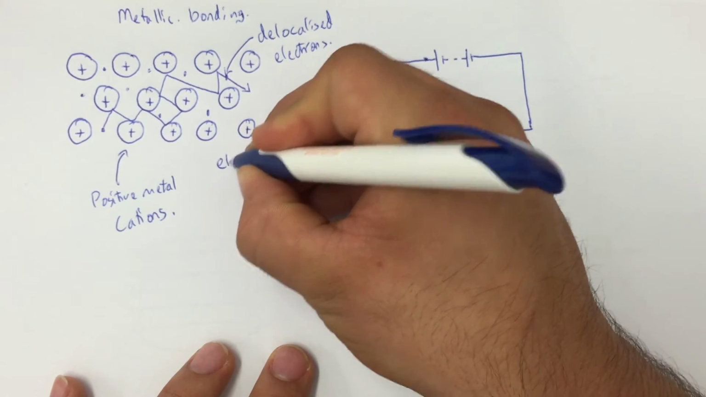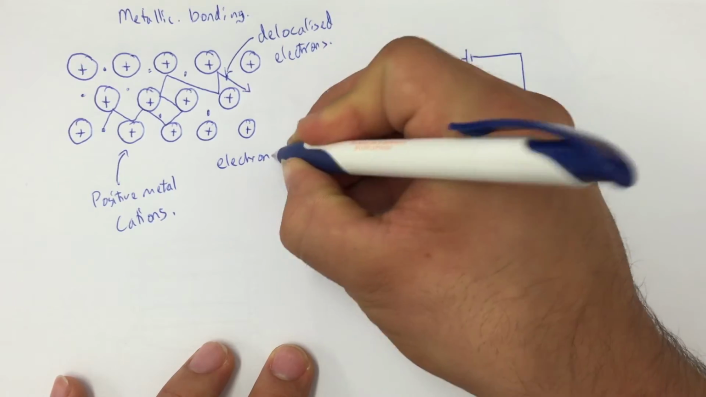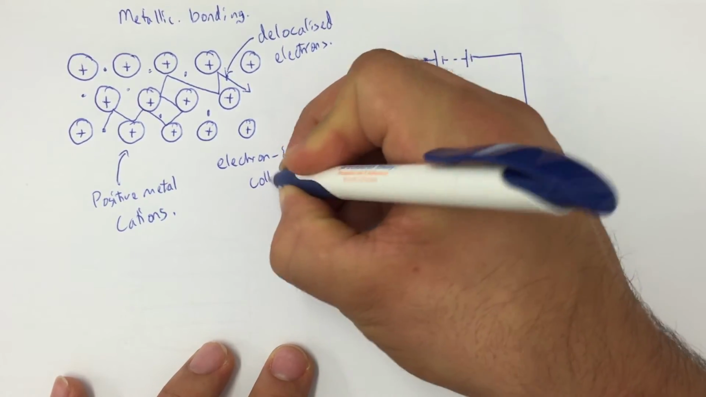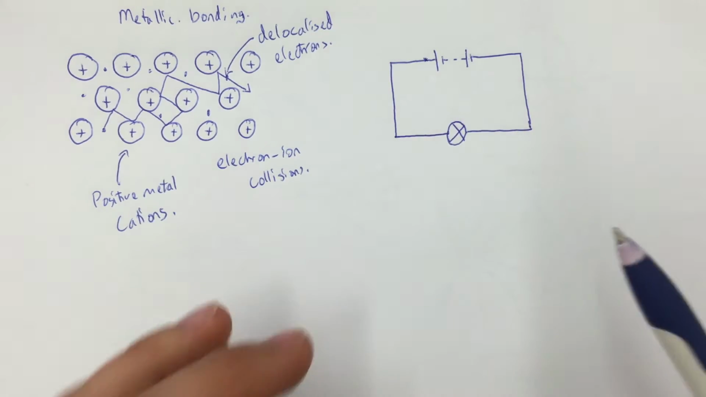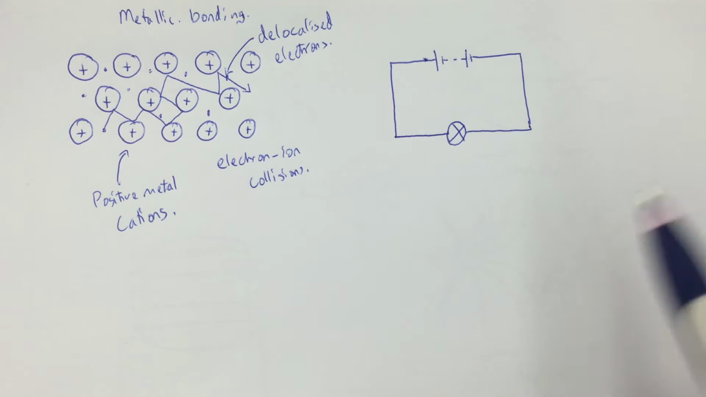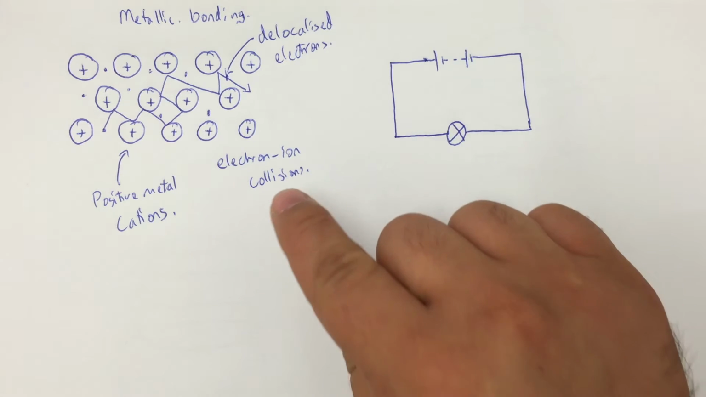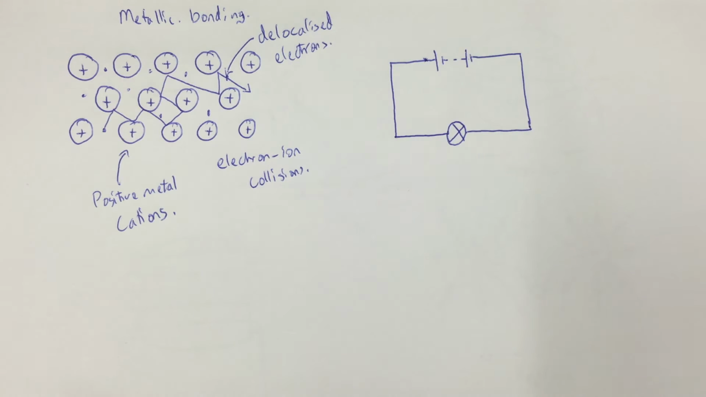So we have what we call electron-ion collisions. And understanding electron-ion collisions is key to understanding some of the issues surrounding electricity. So the more electron-ion collisions we have, the greater the impedance, which means the greater the effect of slowing down the electrons is.